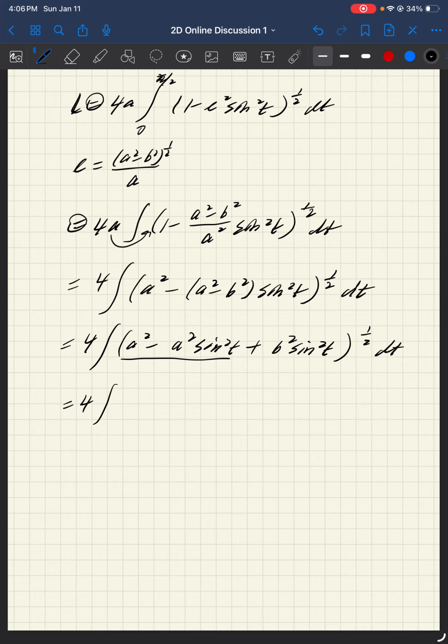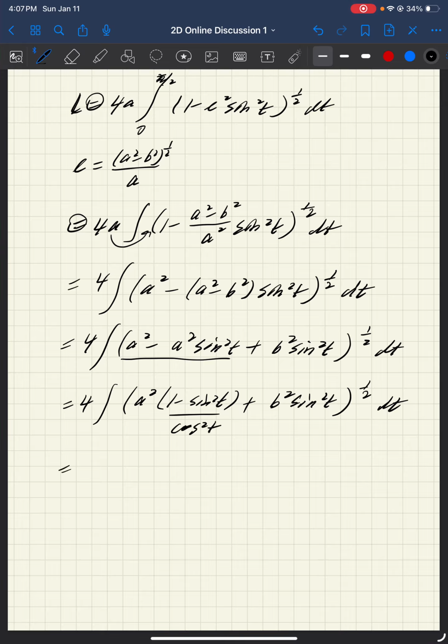Then I can combine these terms, right? I can factor out the a squared. So I get a squared times (1 minus sine squared t) plus b squared sine squared t, to the 1/2, dt. But what is 1 minus sine squared t? We recognize this as cosine squared t, right? So this is going to be 4 times the integral of a squared cosine squared t plus b squared sine squared t, all to the 1/2, dt.